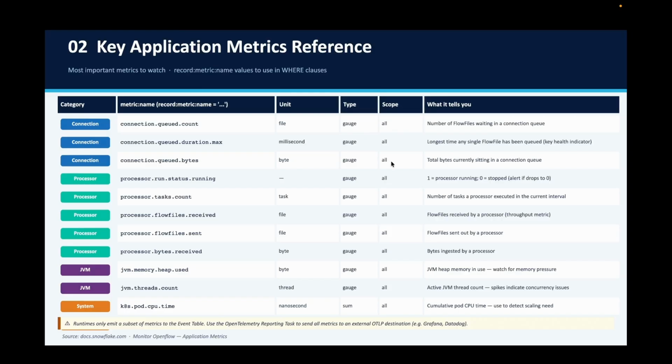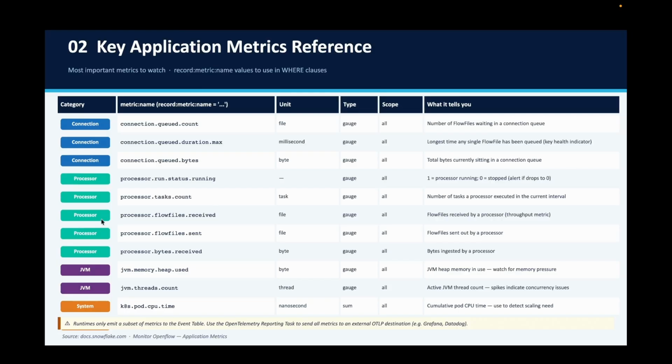scope is for all, and what it tells us: number of flow files waiting in a connection queue, longest time any single flow file has been queued, that's for key health indicator, and total bytes currently sitting in a connection queue.